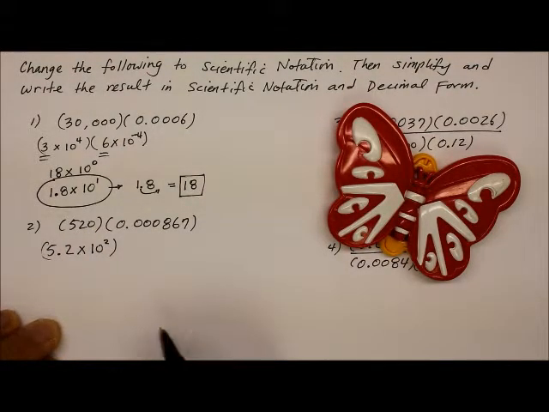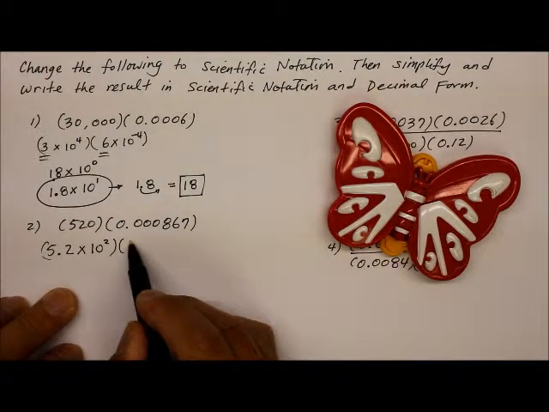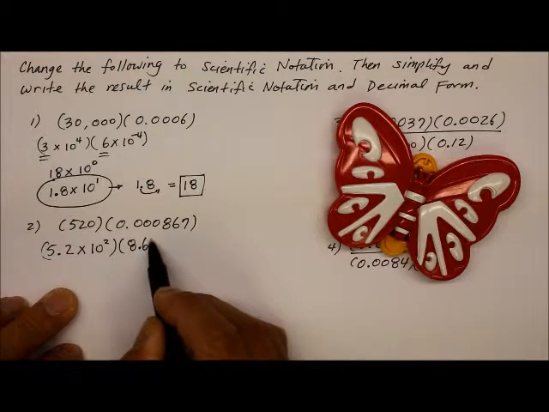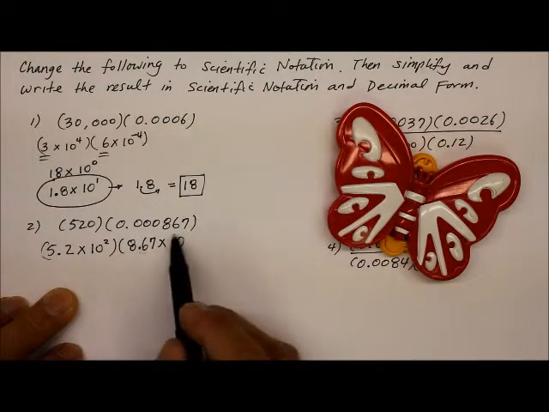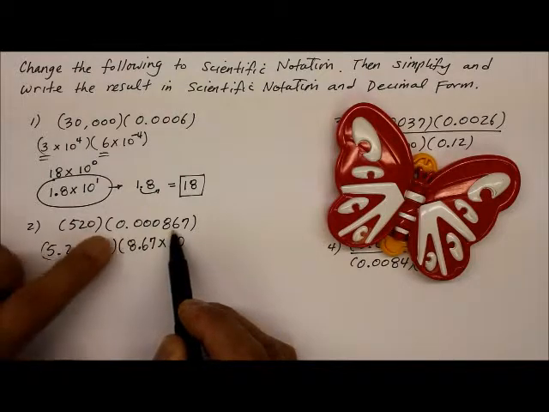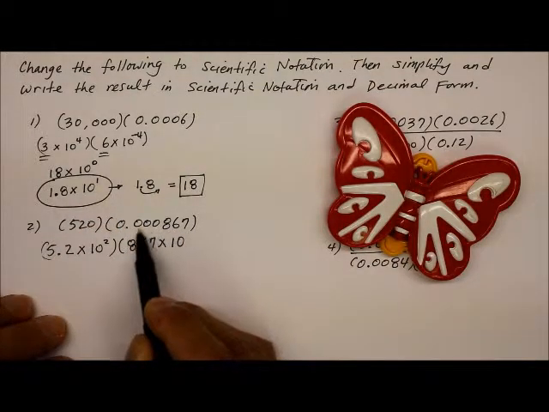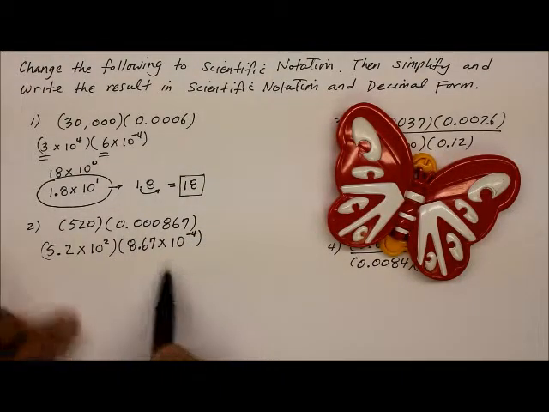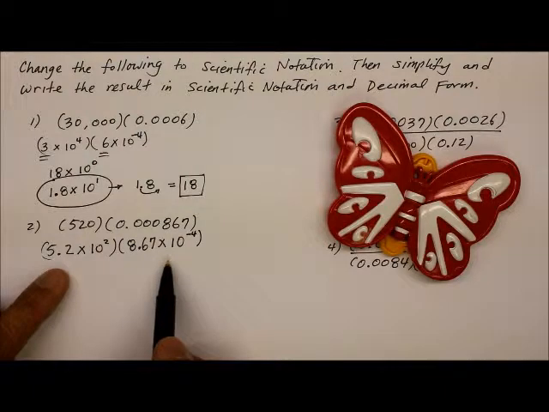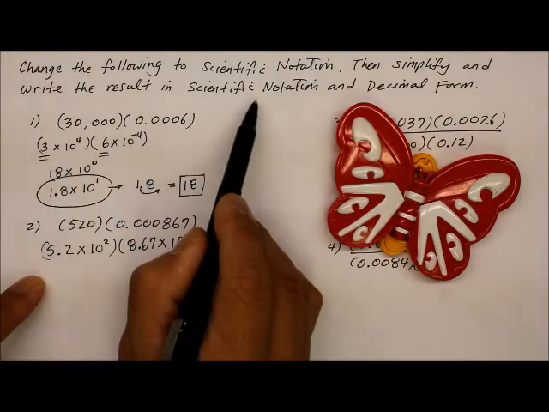Very good. Now this small number, we need to make it so that it's 8.67 times 10 to some exponent. So if the 8.67 is over here, to bring it back to the original, you have to move it to the left. 1, 2, 3, 4. So it's negative 4. Yeah. Now that's the scientific notation. Okay? And then write the result in scientific notation.